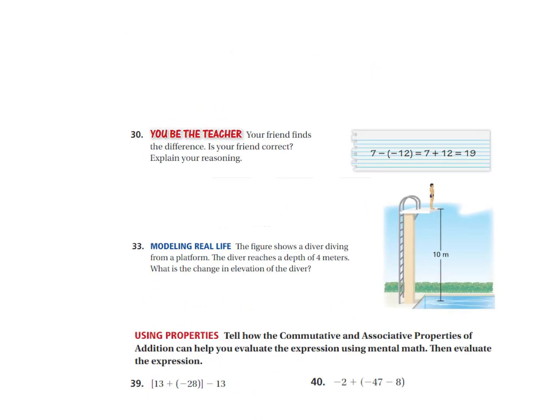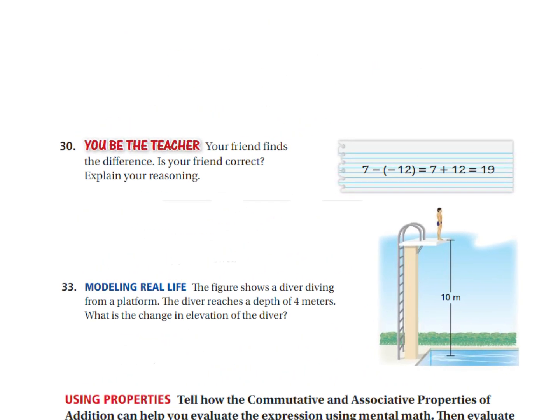Okay, number 30. It says your friend finds the difference. Is your friend correct? All right. Well, it looks like they said 7 minus negative 12 is the same as 7 plus 12, which is 19. Okay, here's what I'm looking at. They saw a minus and a negative, so they should chop, chop. I have the plus sign. This 12 changed to positive, so everything lines up there. 7 plus 12 is 19, so I would say yes.